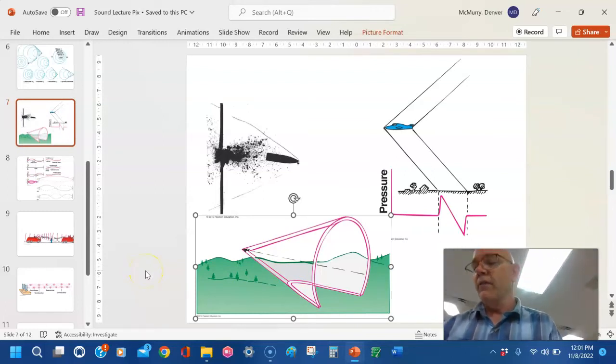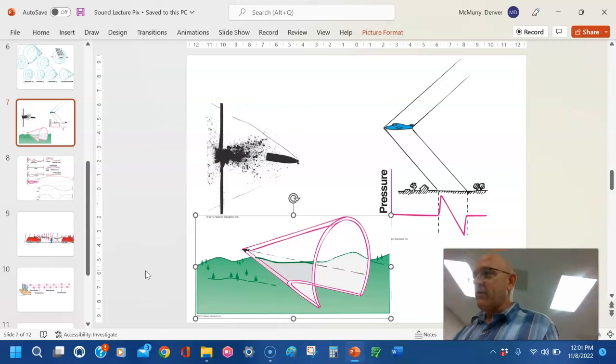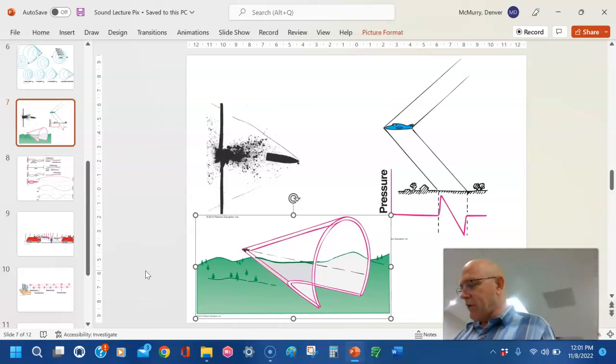But that's basically what a sonic boom is. As you're going faster than the speed of sound, it makes this little V shape or cone of high pressure sound, and that's why it can rattle windows and even break glass and things like that sometimes.